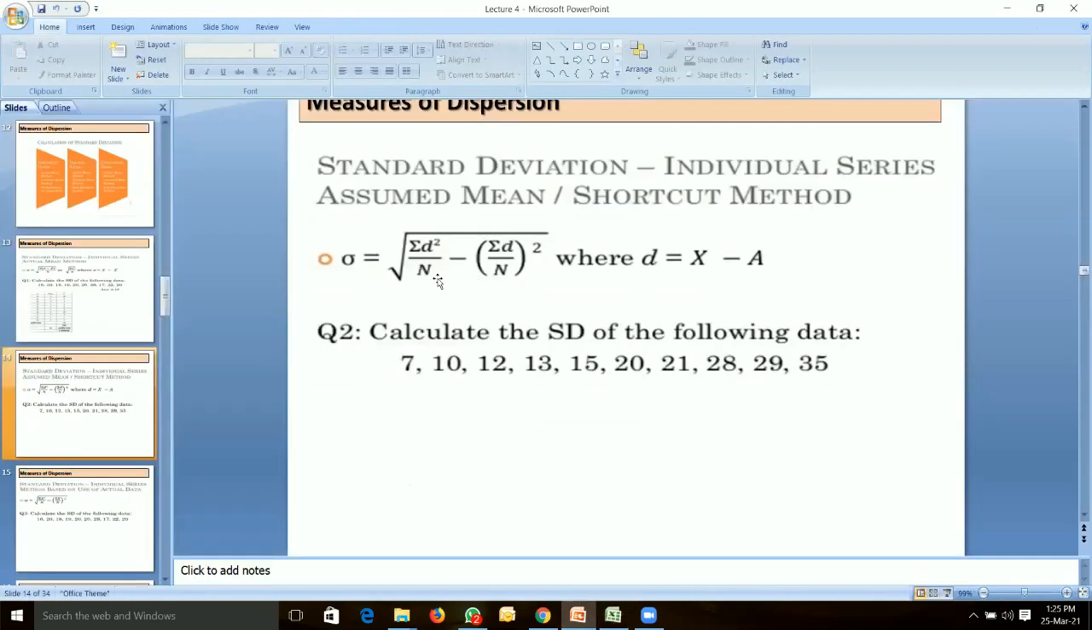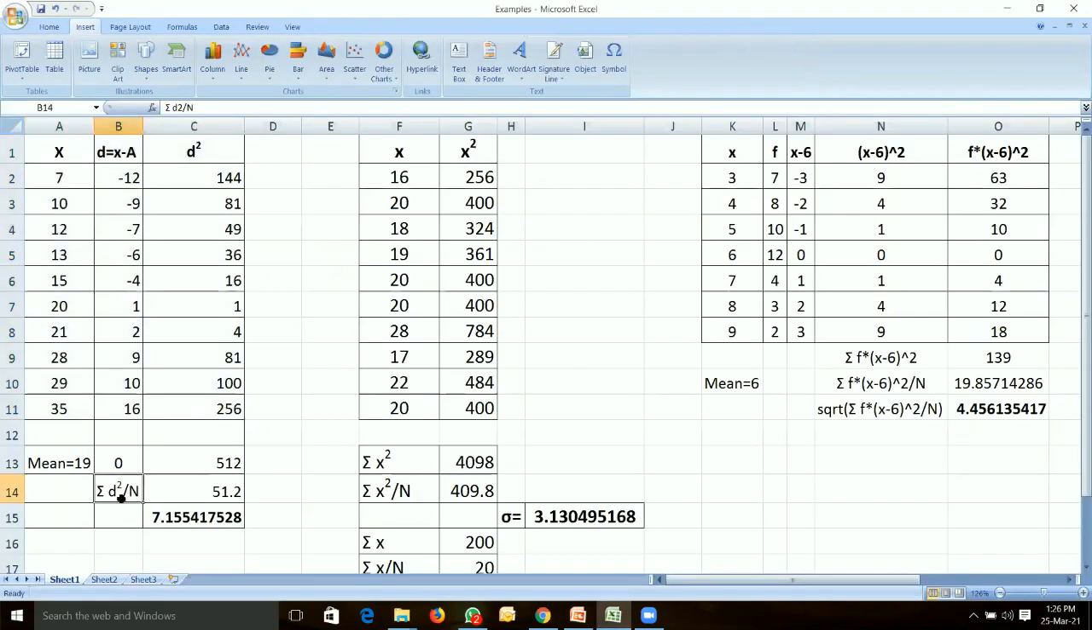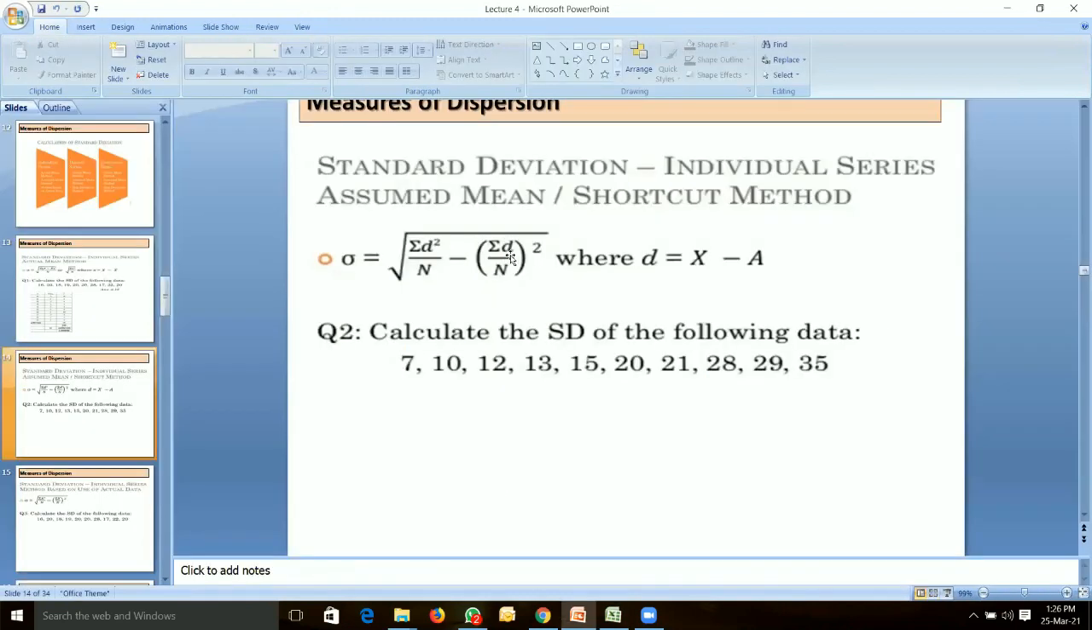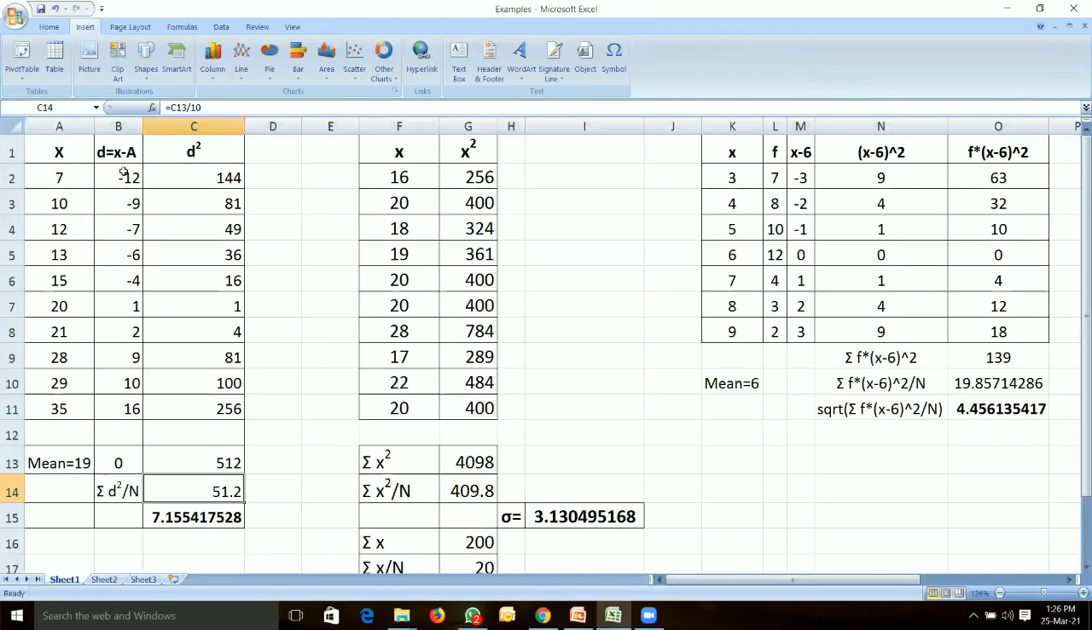First, summation d square divided by n. So here I have calculated summation d square, means you have to take this sum, that is 512, divided by n. Here the number of observations is 10. So we got summation d square by n is 51.2. And summation d divided by n, if you calculate this sum, we got the answer 0.